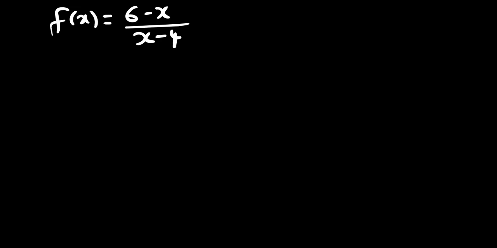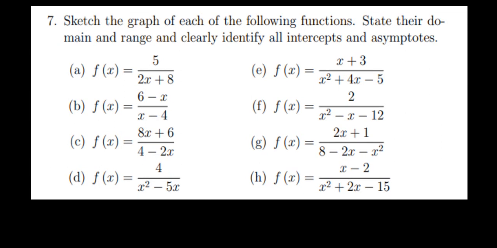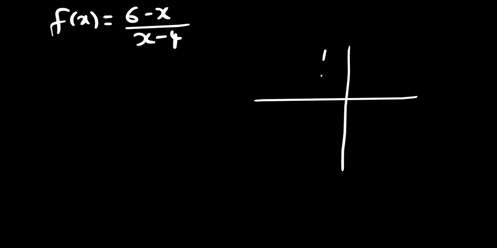Okay, on the previous graph, we are asked to state the domain and the range and clearly identify all the intercepts and asymptotes. Okay, so in that graph we just showed, remember our graph was something like that. I think if I remember very well, this was -4. Okay, then our graph went something like this, and it also went like that.